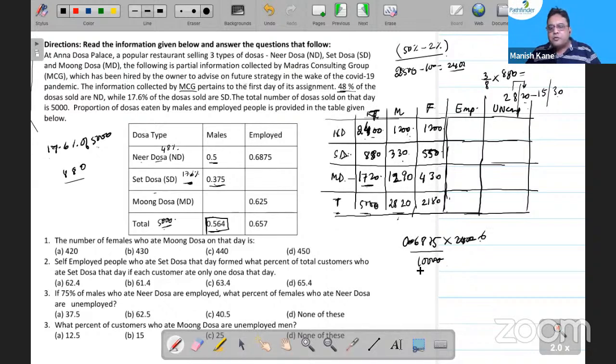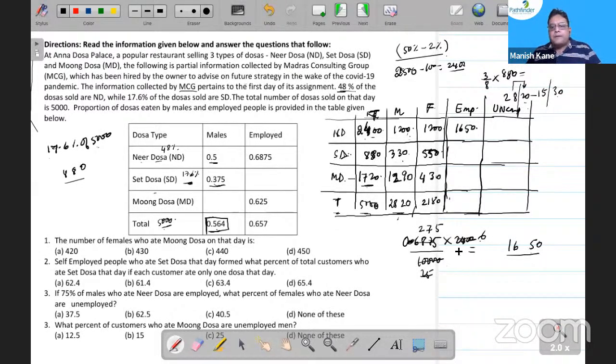So 4 6s are 24, 25s are 25, 2s are 50, 187, 7s are 175, 5s are 1200, 1500. So 0 carry over 3, 5 carry over 4. So 1650. So how many of the neer dosa eaters are employed? 1650. I hope I have got the calculation correct, because 3, 5 carry over 4.